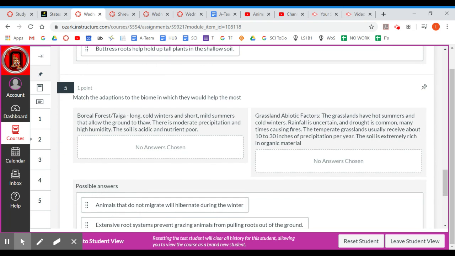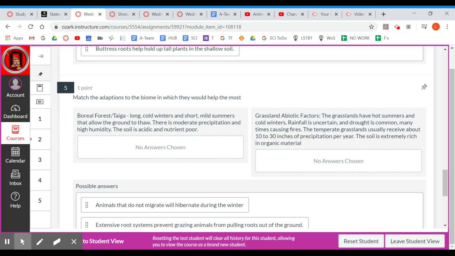You are going to, again, match the adaptations to the biome in which they would help the most. It's the same type of question as before, but you have two different biomes to talk about. First you have the taiga, or the fancy phrase, boreal forest, if you like saying aurora borealis. That would mean long, cold winters and short, mild summers that allow the ground to thaw. Remember, it's not the coldest, but it's not far from it. There's moderate precipitation and high humidity. The soil is acidic and nutrient poor.